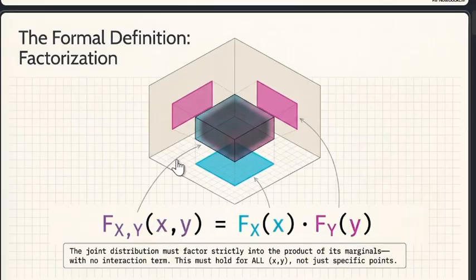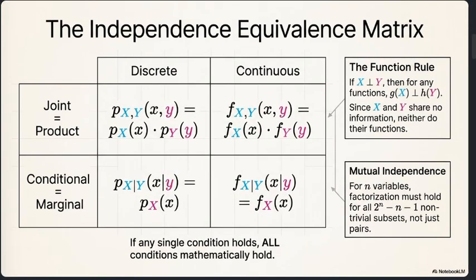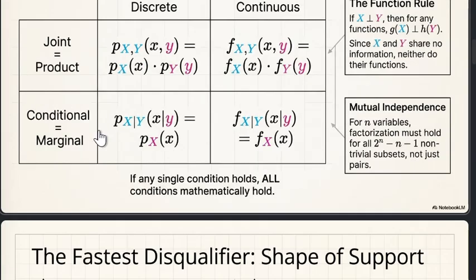So, moving forward, the independence equivalence matrix. Here we see different mathematical forms that all express independence. Whether we use joint distribution, conditional probability, or expectation, they all reduce to the same idea: knowing one variable never changes the distribution of the other. One of the most important identities in this slide is that the probability of x given y is equal to the probability of x. It means learning y does not change our belief about x.